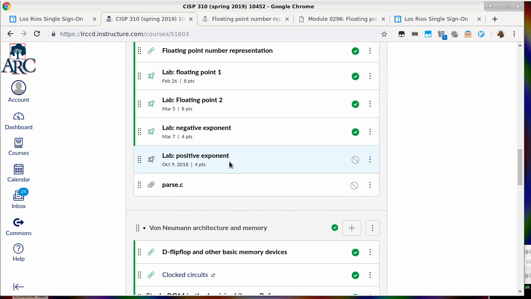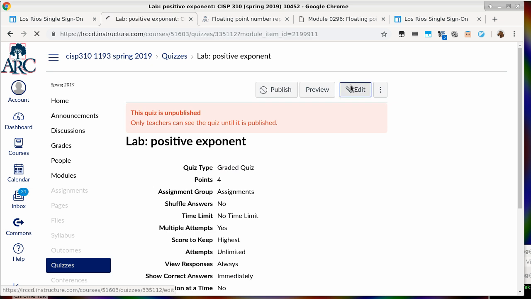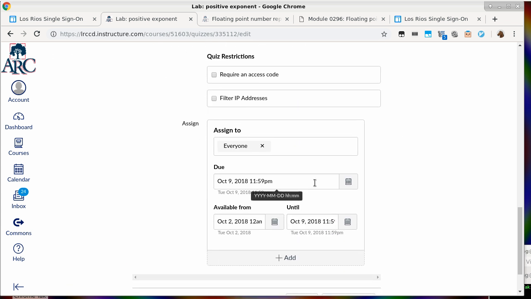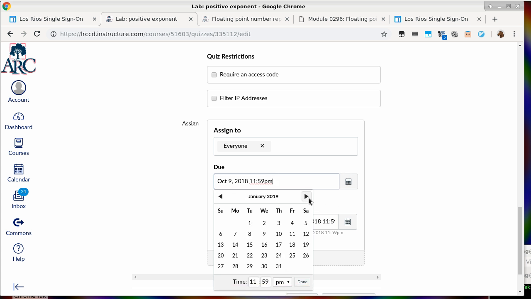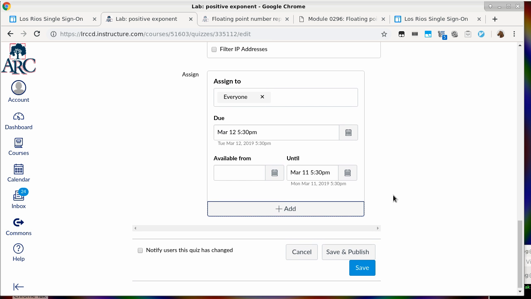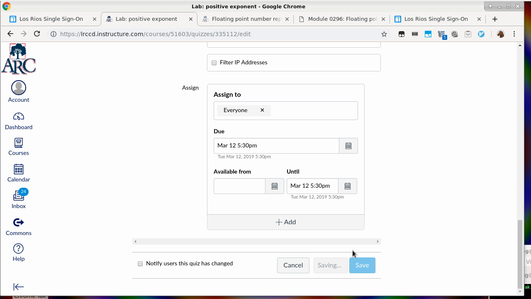The lab is on. All right, so the lab is on. I'm going to release it and give you guys a week to work on it. Or we can do it the hackathon style, and I give you 24 hours. Let's do it the hackathon style. March 12th, 5:30 p.m. Yeah, March 12th. There we go. All right.